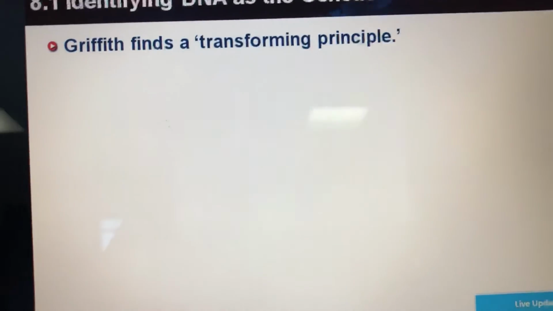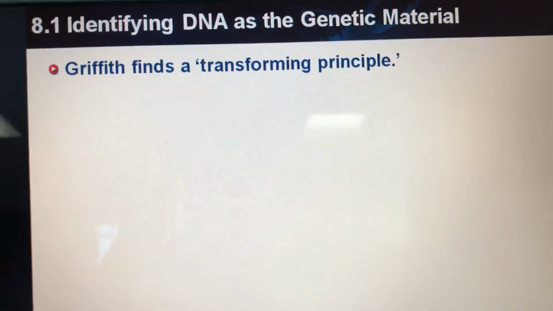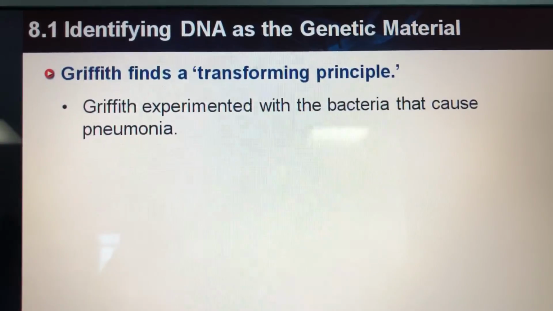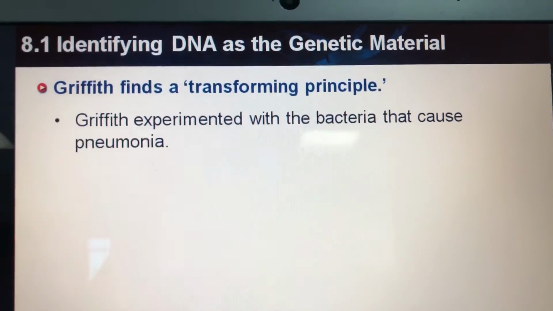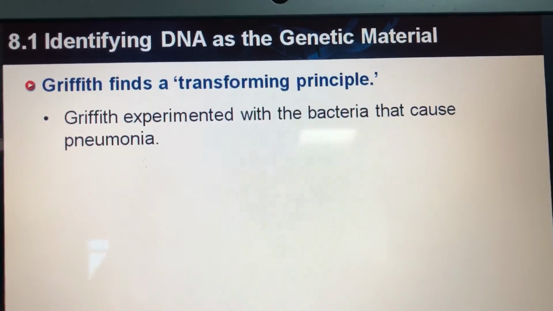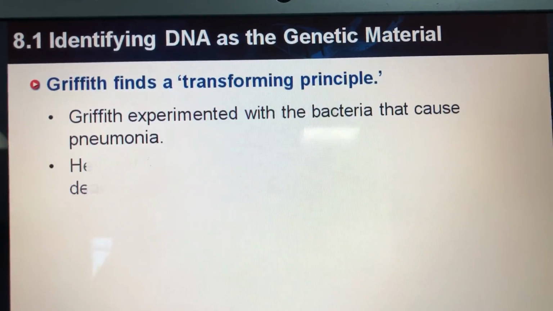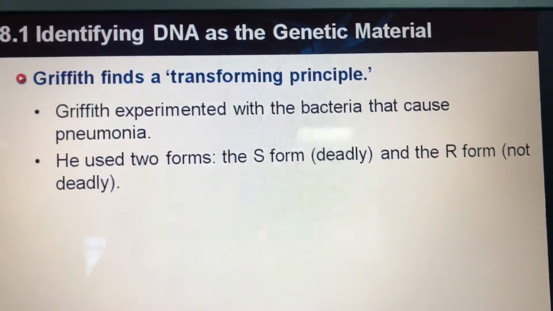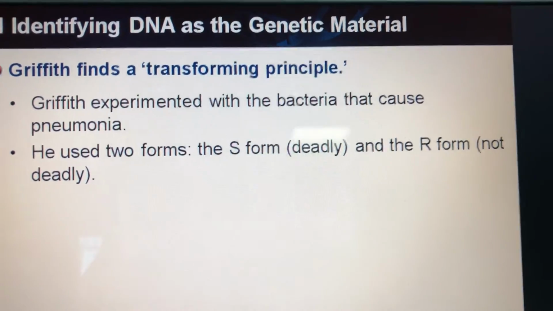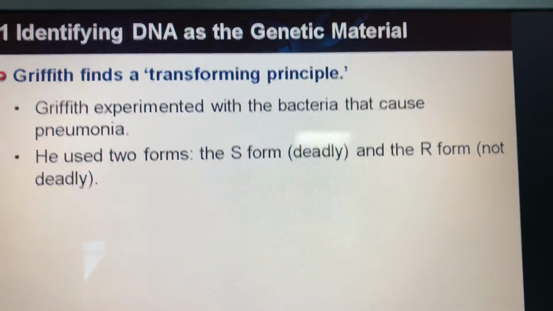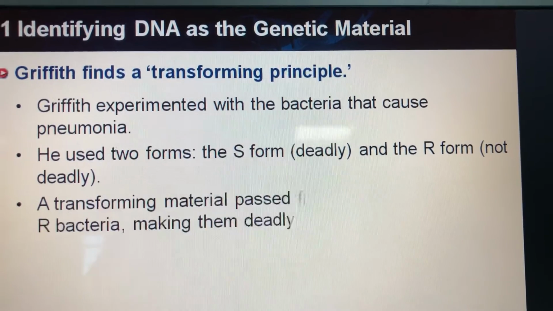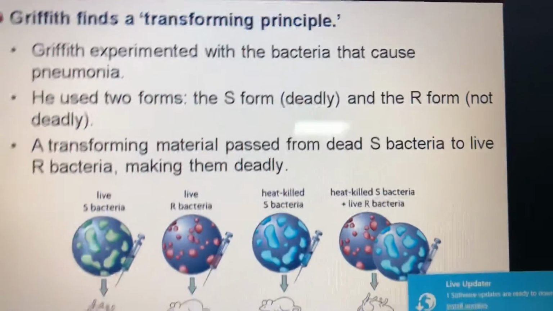The first scientist is Griffith. Griffith found a transforming principle. He was thinking about what is the genetic material of the organisms. So he made an experiment using bacteria called pneumonia bacteria. They cause pneumonia. He used two forms. One form was pathogenic, meaning deadly, harmful, and the other strain was non-pathogenic, which means not deadly, not harmful.